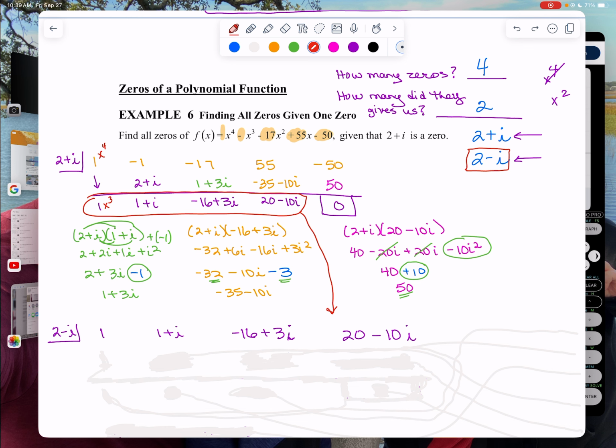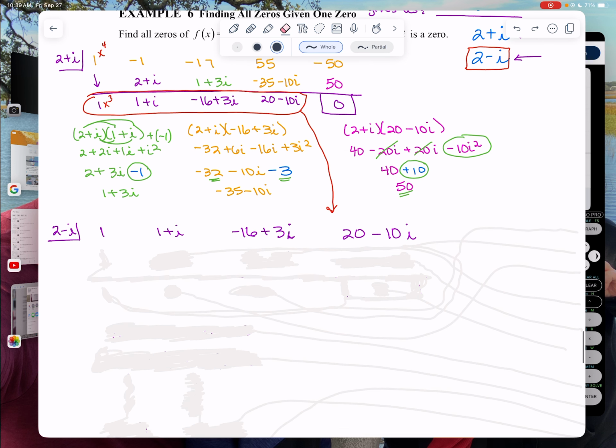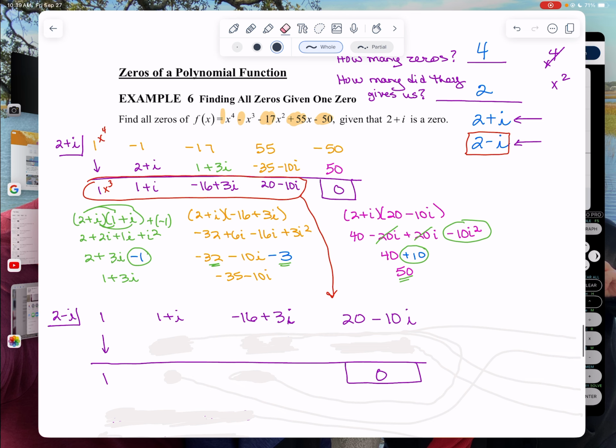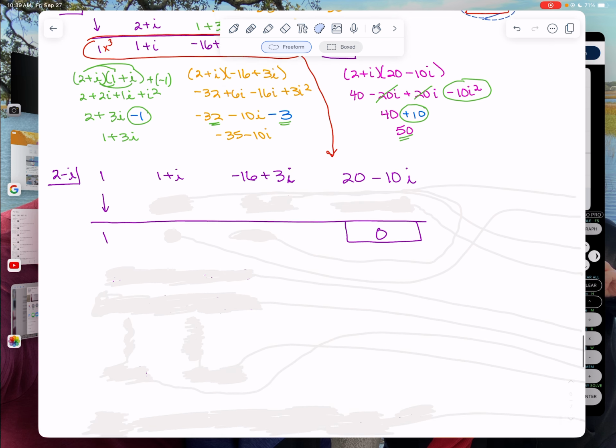And I'm going to do the exact same thing again. So I've got to pull down my 1. What do I want to get in my remainder box? I want to get a 0. Not only do I want to get a 0, they promised I would get a 0 because they said 2 plus i was a 0. They promised that, which the conjugate zeros theorem says that 2 minus i is also going to be an answer.